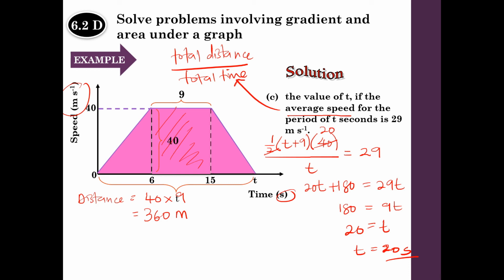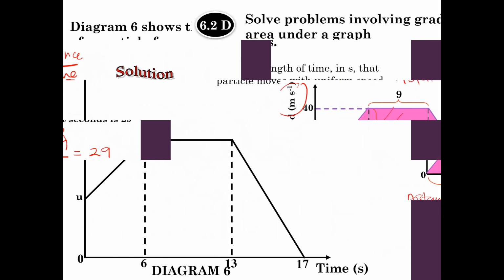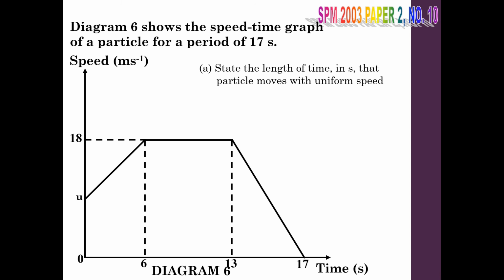Okay, so now let's look at an example. This is an example of a question from SPM 2003 paper 2. State the length of time that the particle moves with uniform speed. So uniform speed means this region. The question asks to find the length of time only. So the time taken is 13 minus 6, which is 7 seconds. That's all. Very easy and very direct question.